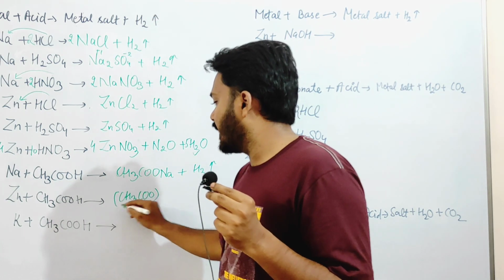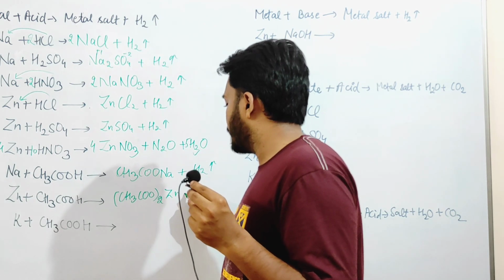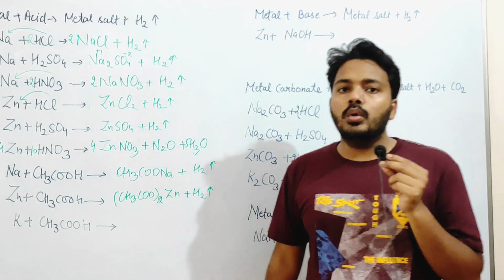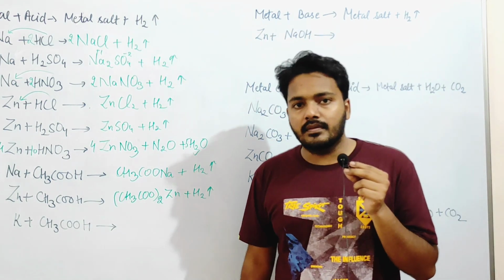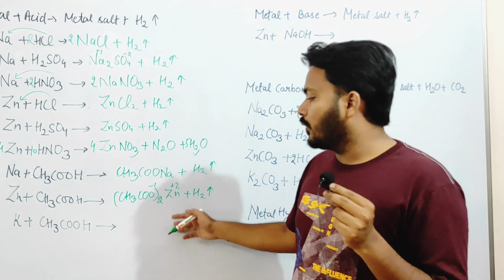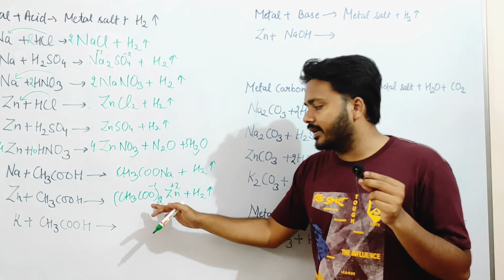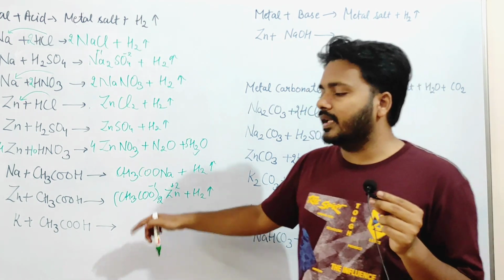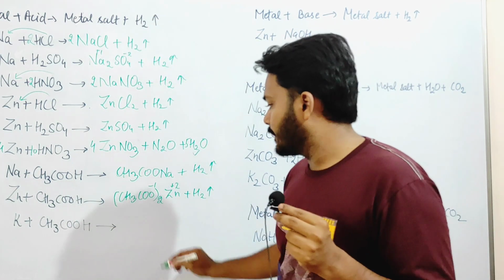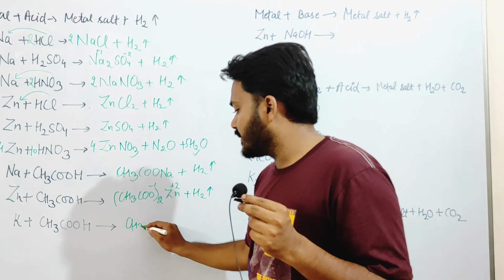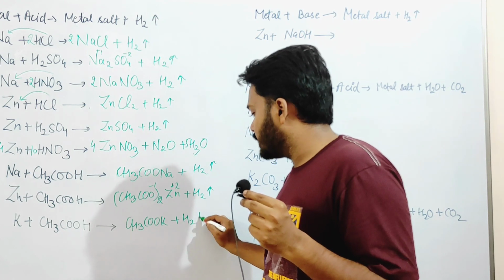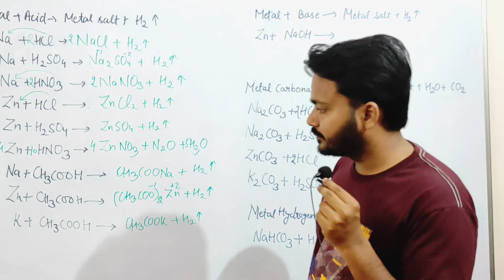Again this reaction, (CH3COO)2Zn plus H2. Now why have I taken two acetate ions? Because the zinc has +2 charge and the acetate has -1. So for balancing the charges, we have multiplied acetate with 2. So this is zinc acetate. Now moving to the potassium and acetic acid. CH3COOK plus hydrogen. This is the required reaction.